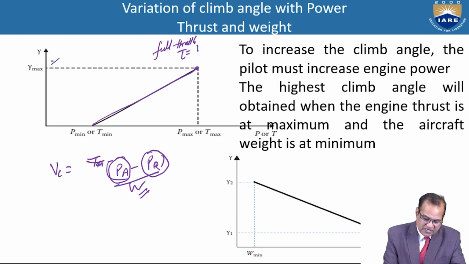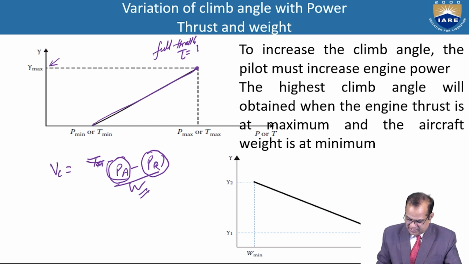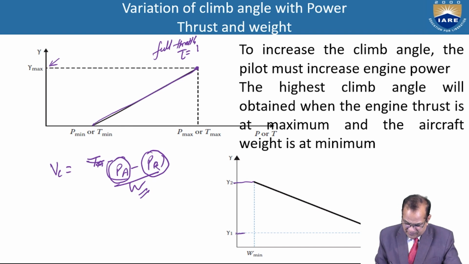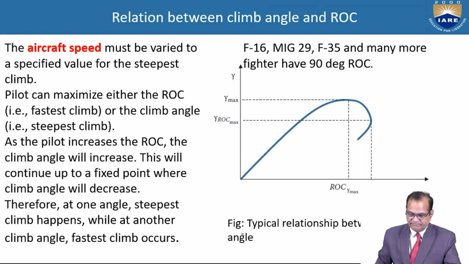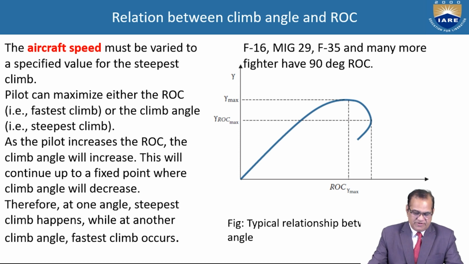This is at full throttle. And here also, if you see weight, as you increase weight, at minimum weight you have the maximum. And at takeoff weight, your climb will be minimum. So, the relation between climb angle and the rate of climb: the aircraft speed must be varied to a specified value for steepest climb.